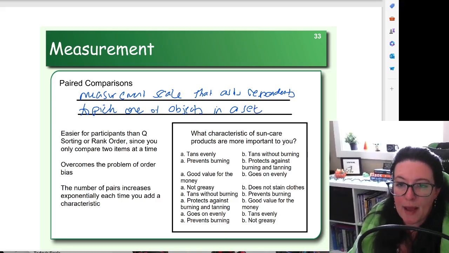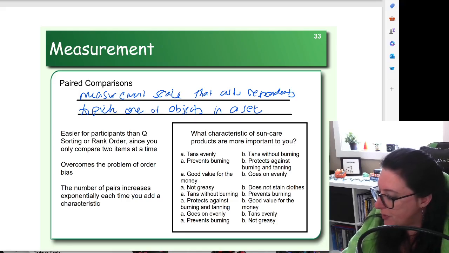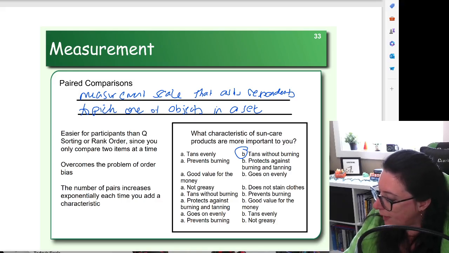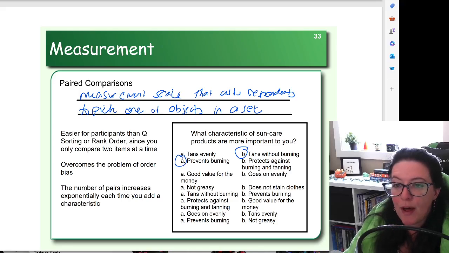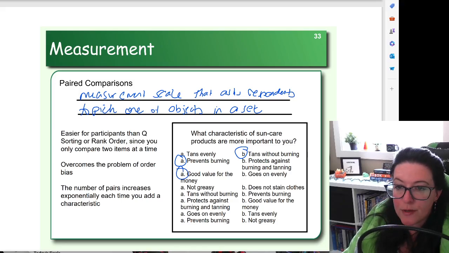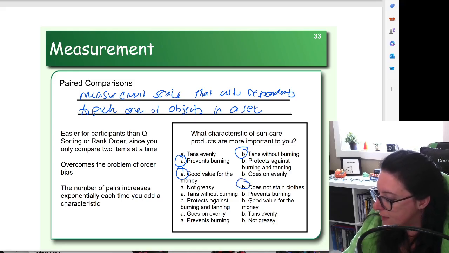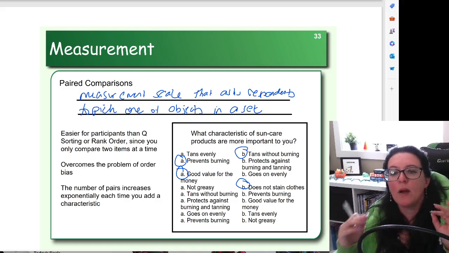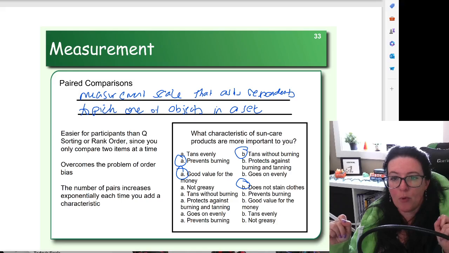So, for example, what characteristics of sun care products are more important to you? Tans evenly or tans without burning? Which is more important to you? Prevents burning or protects against burning and tanning? Which is more important to you? A good value for the money or goes on evenly? Which is more important? Not greasy or doesn't stain? And so you get two options, and each one they pick which one is more important.